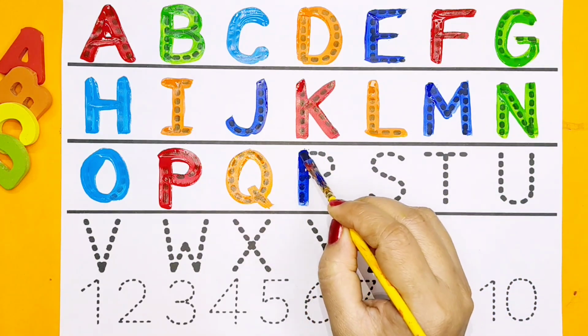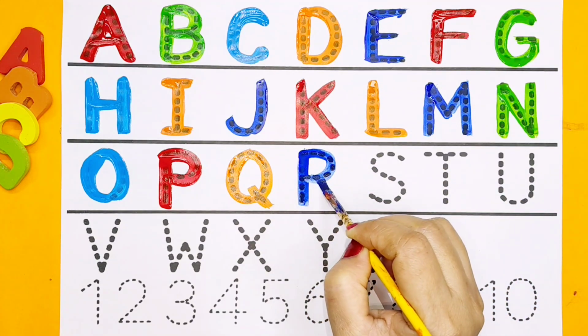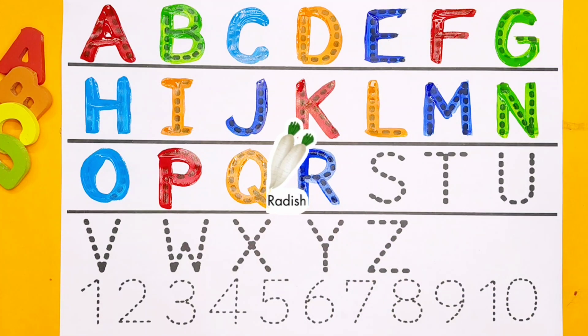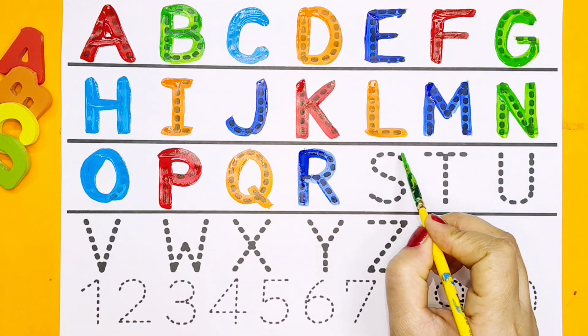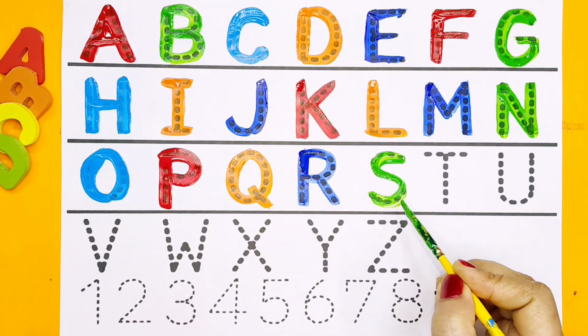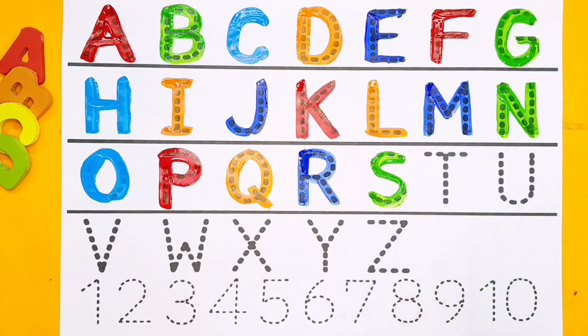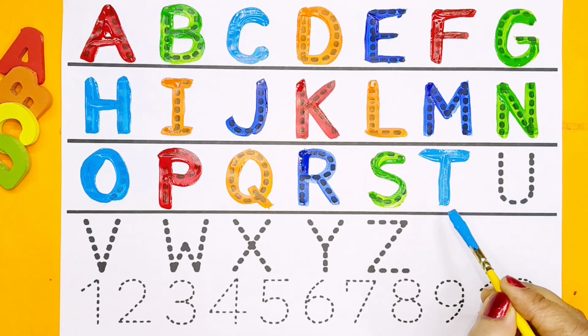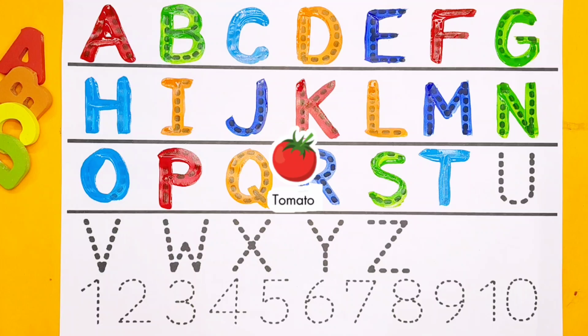Blue color. R, R for radish, R for radish. Light green color. S, S for star, S for star. Sky blue color. T, T for tomato, T for tomato.